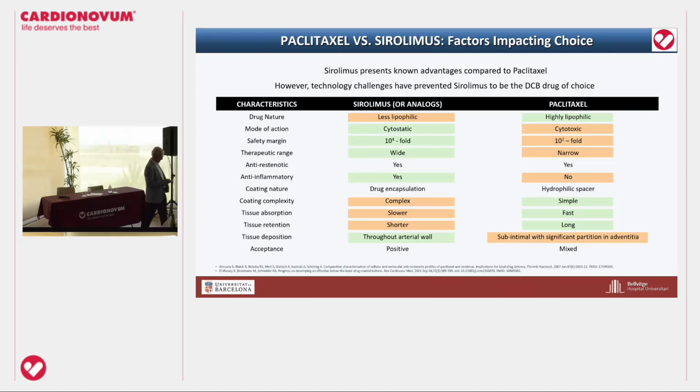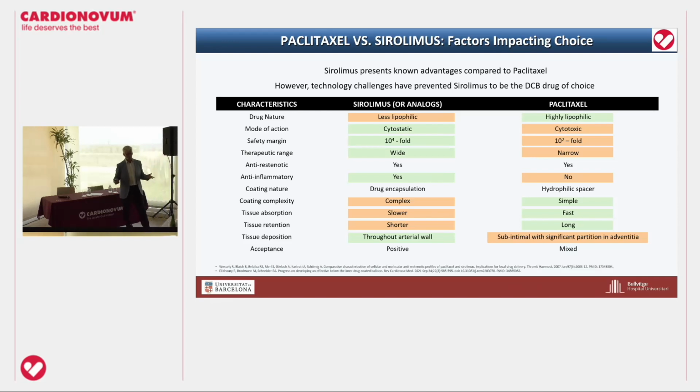The most important drugs are sirolimus and paclitaxel. Lipophilicity is less marked in sirolimus, while paclitaxel is highly lipophilic. As mentioned before, sirolimus is cytostatic and paclitaxel is cytotoxic. The safety margin and therapeutic range is wide for sirolimus; it is very difficult to reach toxicity with limus. It is very narrow with paclitaxel: if you increase the dose of paclitaxel, you have problems.